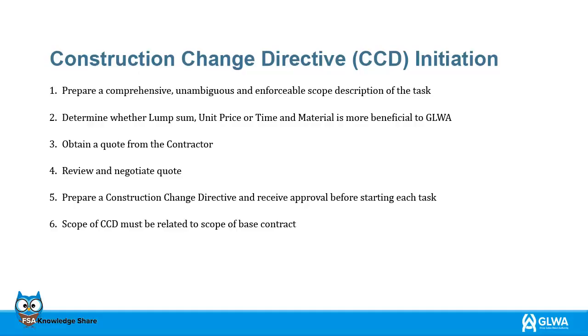There are 6 steps that are required to process a CCD. 1. Prepare a comprehensive, unambiguous and enforceable scope description of the task. 2. Determine whether lump sum, unit price or time and material is more beneficial to GLWA. 3. Obtain a quote from the contractor. 4. Review and negotiate quote.